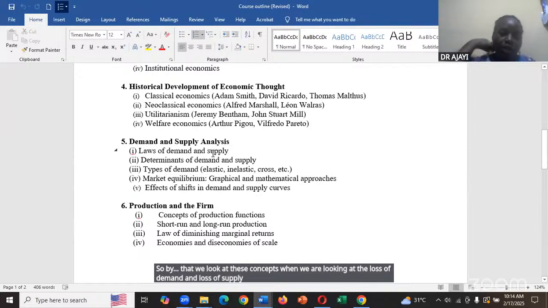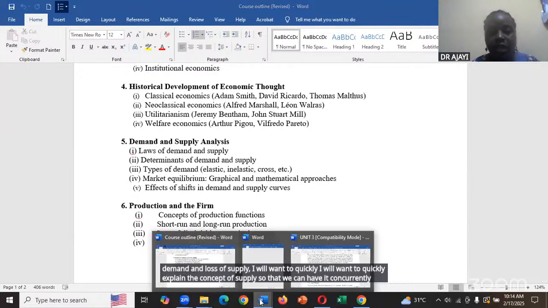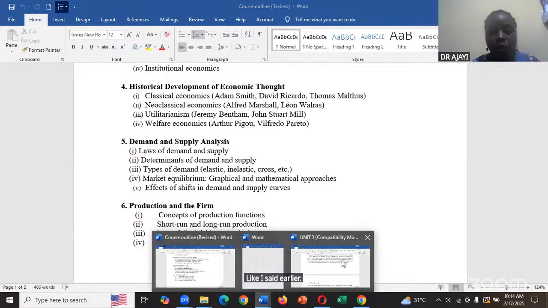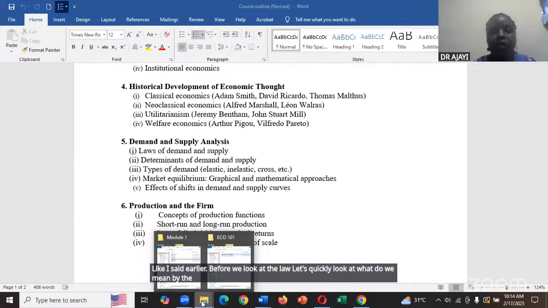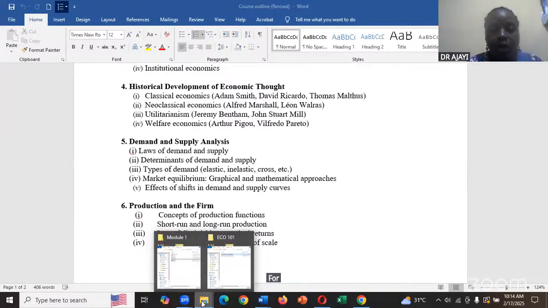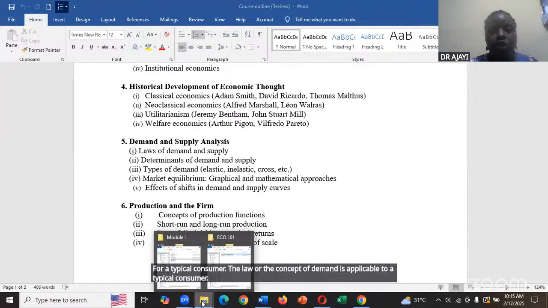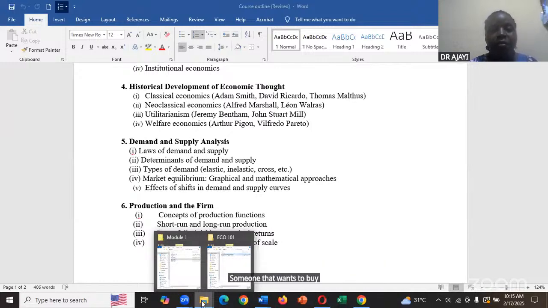I will want to quickly explain the concept of supply so that we can have it concurrently. Like I said earlier, before we look at the law, let's quickly look at what we mean by the concept of supply. The concept of demand is applicable to a typical consumer, someone that wants to buy at a given price and at a particular time. That is the demander, and that is on the consumer side.